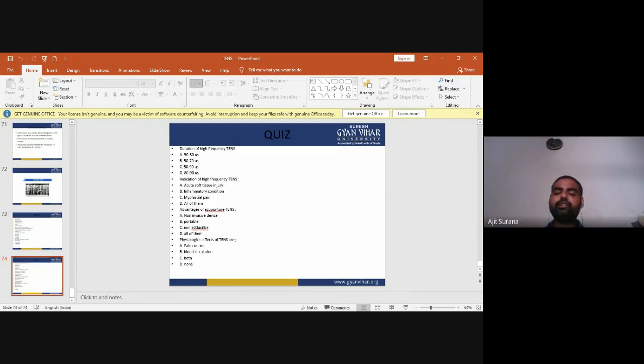Next question: the physiological effects of the TENS are. Options are pain control, blood circulation, both, or none. The answer is both, because the physiological effects of the TENS are pain control and blood circulation.